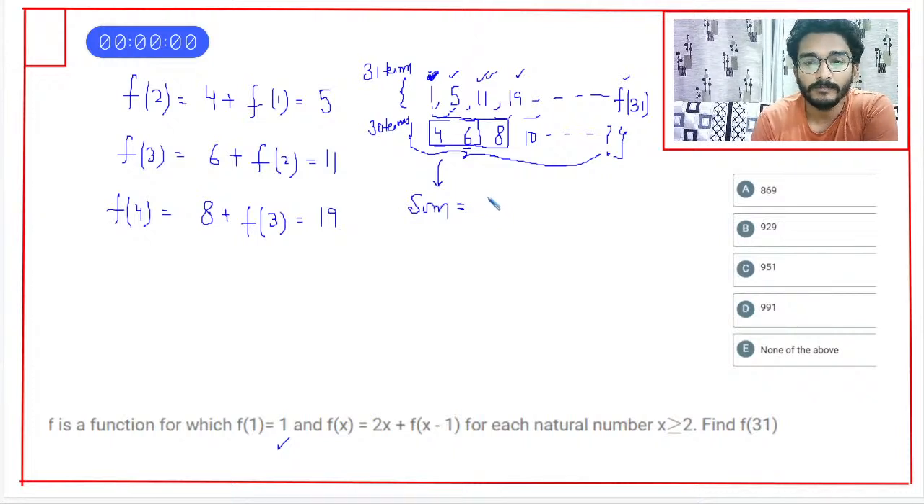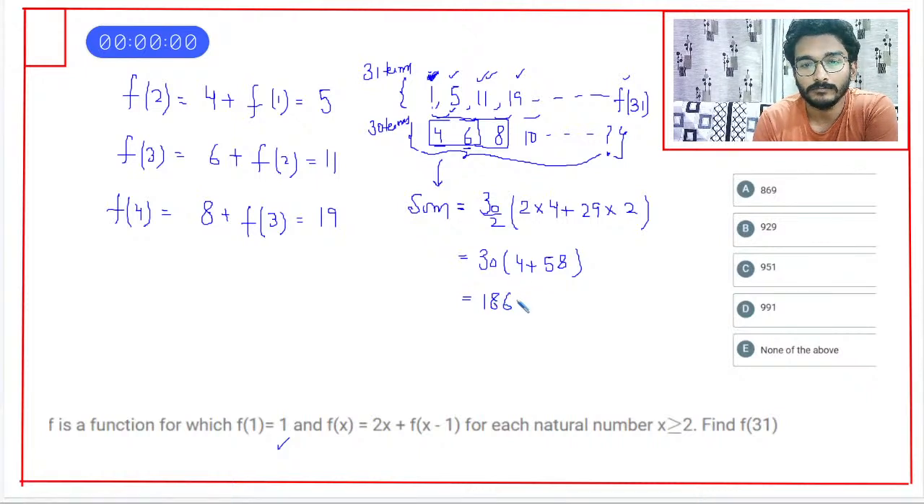It is n by 2, and 30 terms are there. n by 2, 2a plus n minus 1, 30 minus 1, into d. So this will give us 30. I just cancel out this 2. It is 4 plus 62. 3 into 6, 1860. So that's 32 into 6.